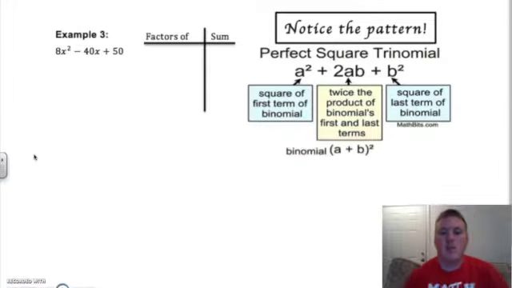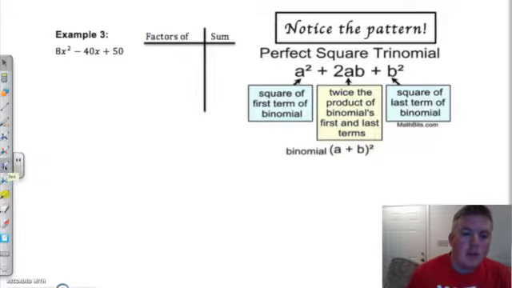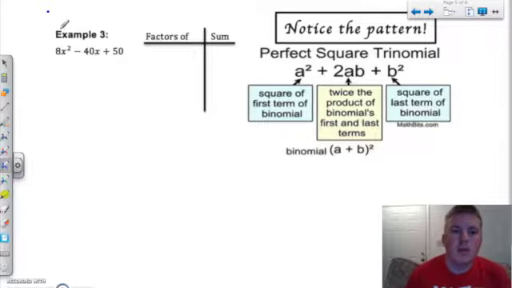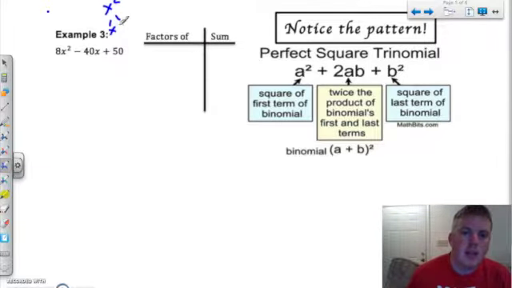Alright, so in this example, we are given x squared minus 40x plus 50. Now, I want to go ahead and check my first requirement to see if both the first and the last term are perfect squares. Now, I'm looking at my first term, and I'm seeing 8x squared. I know that x squared can break down into x times x, but I'm not sure that that 8 is going to be a perfect square. If I look at 8, I could break that down into 4 times 2, or 8 times 1. But those are my only two combinations of factors. And 4 times 2 and 8 times 1, those are not perfect squares. So right now it's not looking like this might be a perfect square trinomial.